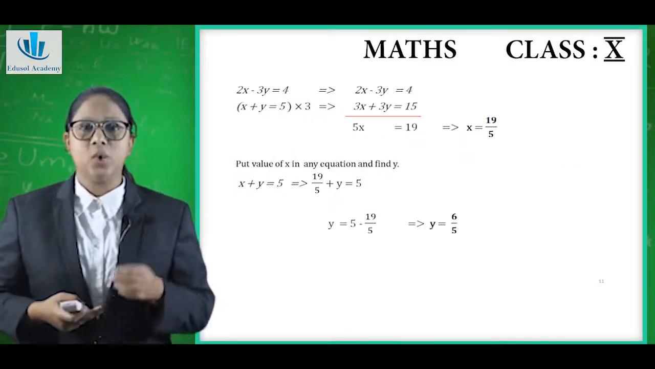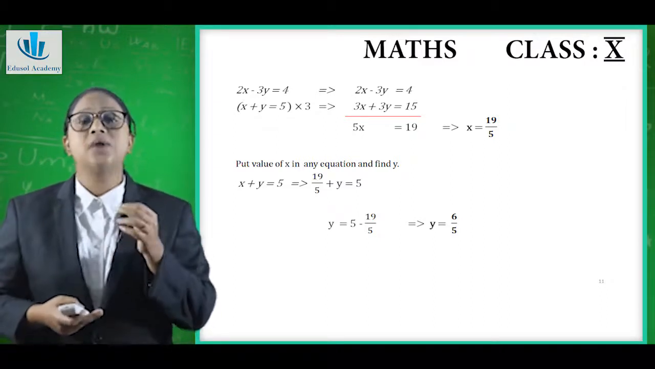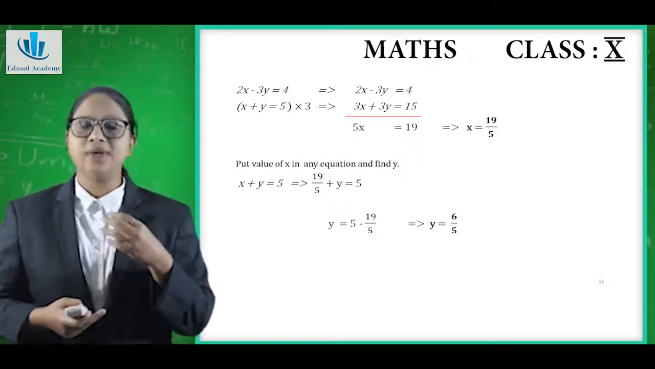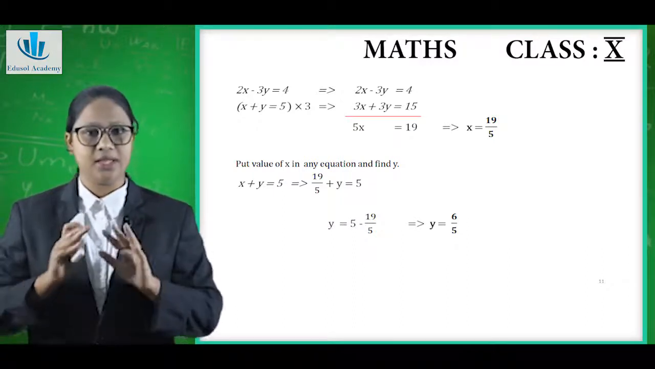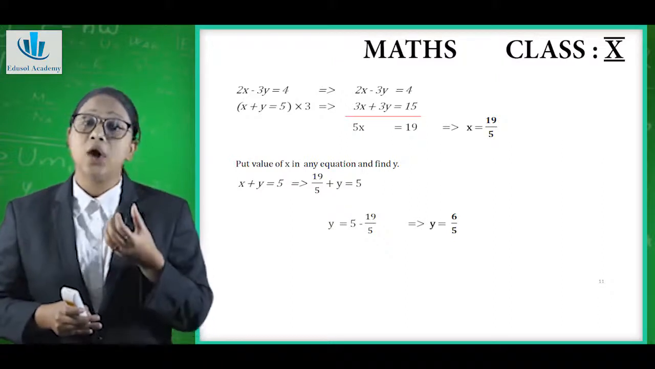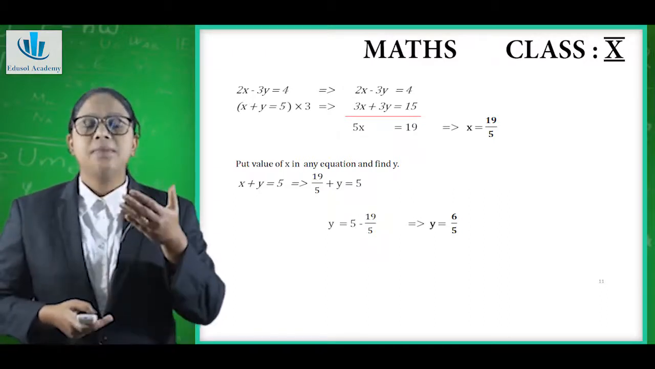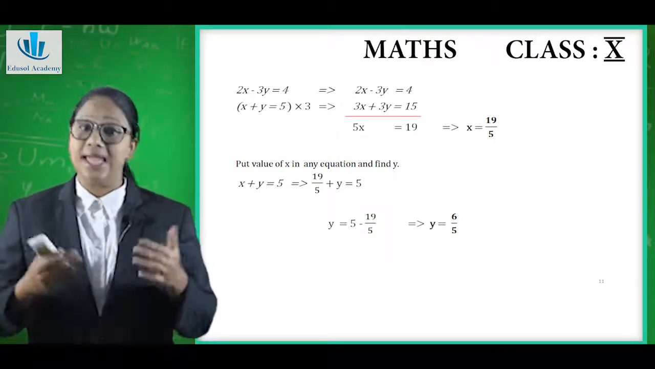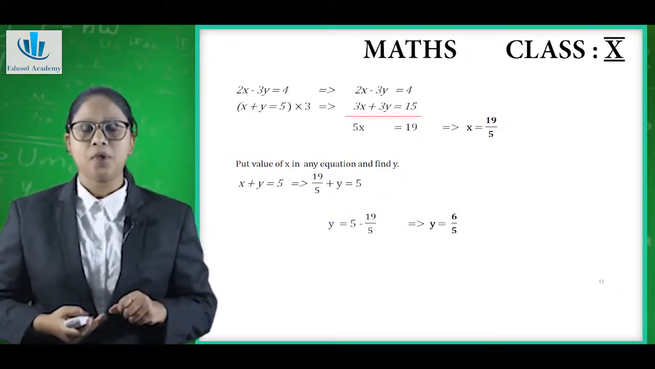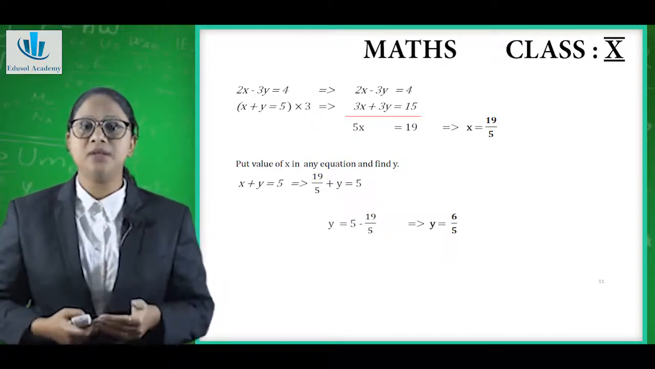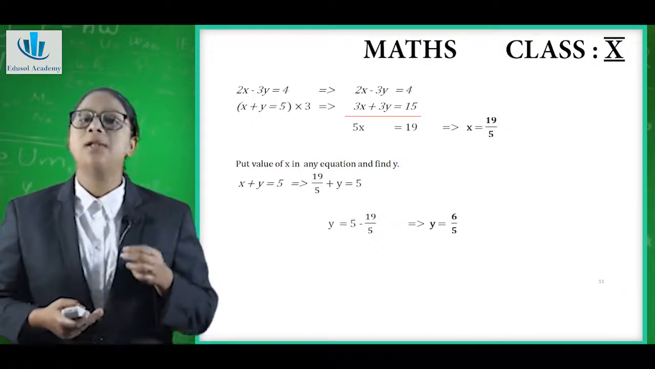I hope that's clear. So now equation 2 has been changed to 3x plus 3y is equal to 15, and equation 1 is already 2x minus 3y is equal to 4. We can see 3y and 3y, that's done. Now the signs are different, so we can simply add these equations. Adding, minus 3y and plus 3y will get cancelled, eliminated, and 2x plus 3x will give you 5x. On the right hand side, 4 plus 15 will give you 19. Solving for x, we will get x is equal to 19 by 5.